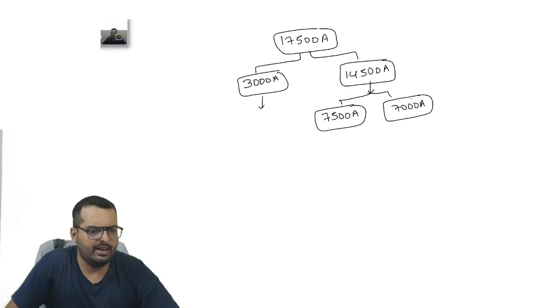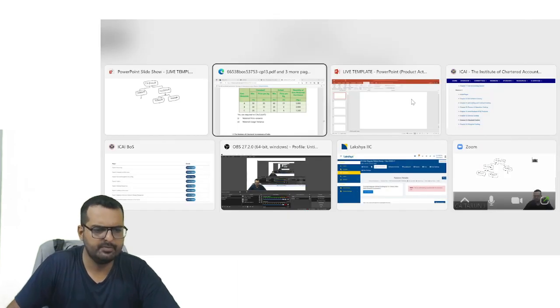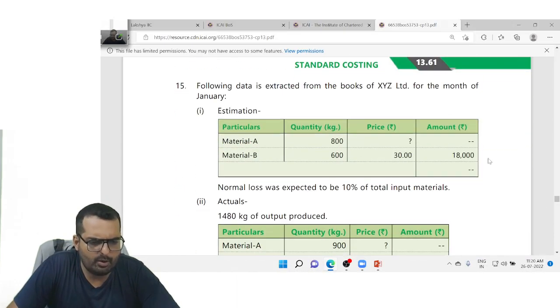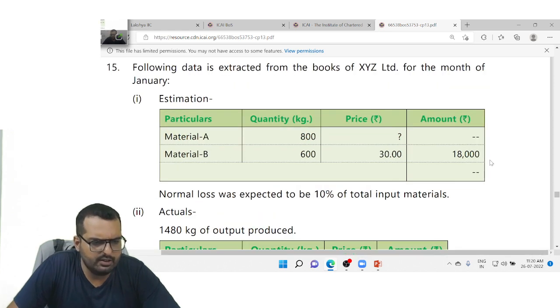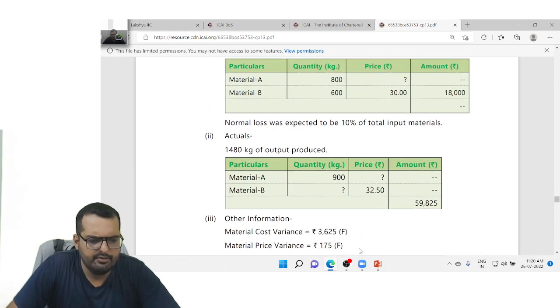So I believe everybody is done writing this. All right, so we are done with this problem also. Now we have another question which is similar to what we had done earlier.